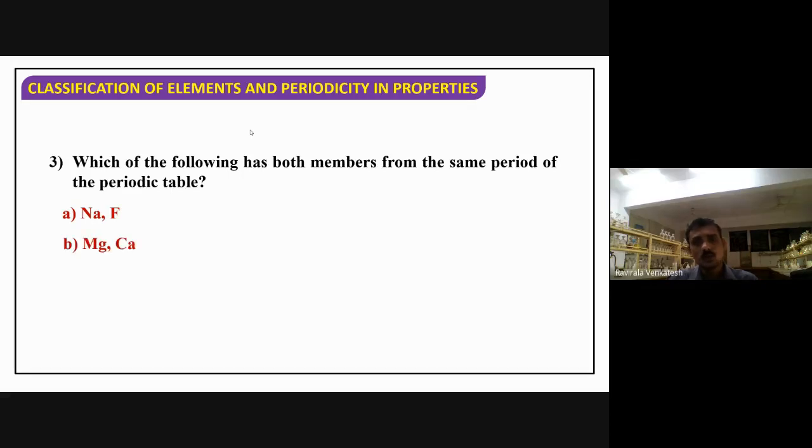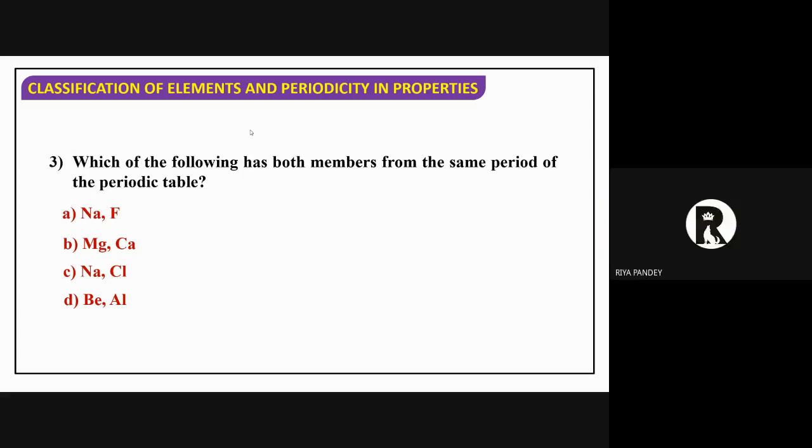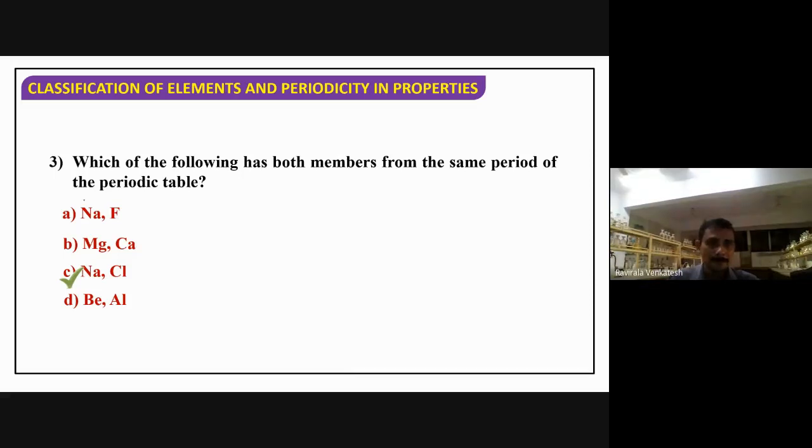Now, which of the following has both members from the same period of the periodic table? Which elements belong to the same period? NaCl. Very good. How to answer this type of question? You see, sodium, atomic number 11, chlorine 17, magnesium 12, calcium 20. I am writing atomic numbers: sodium 11, chlorine 17, beryllium 4, aluminum 13.